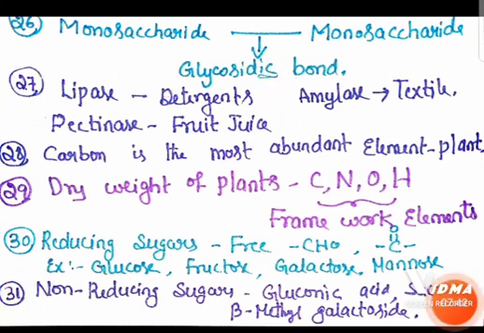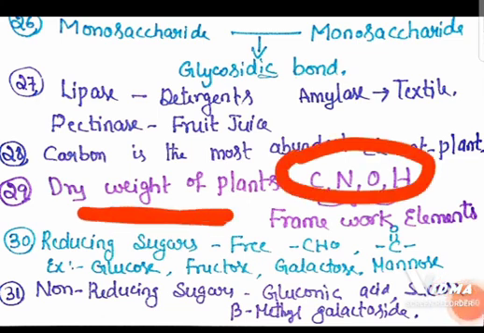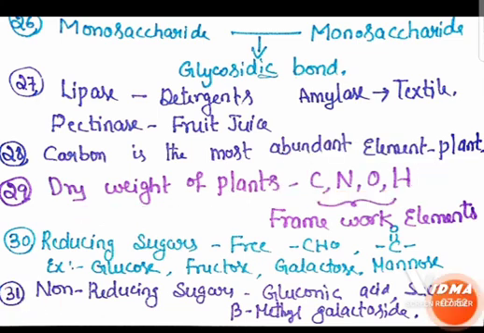Remember this. And carbon is the most abundant element in plants. Carbon is the most abundant element in plants, and in the dry weight of elements we can find these four elements. That's why carbon, nitrogen, oxygen and hydrogen are going to act as framework elements. Carbon, nitrogen, oxygen and hydrogen.